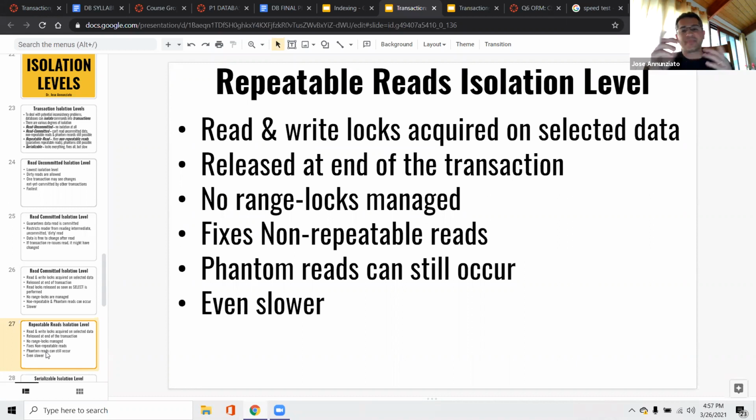So it fixes dirty reads and also fixes non-repeatable reads, right? But it still allows phantom reads, because phantom reads, remember, those are for ranges, right? Multiple records that might meet a criteria of if a salary is between a minimum and a maximum, right?